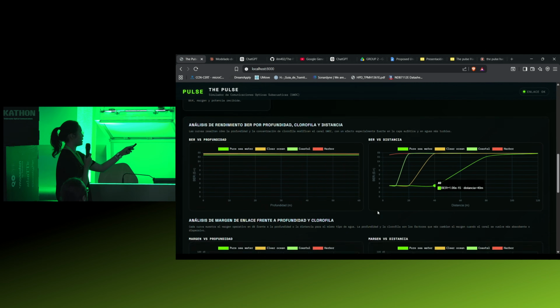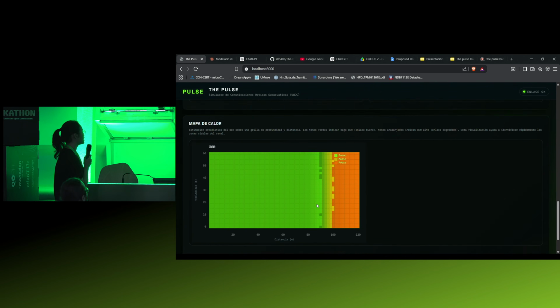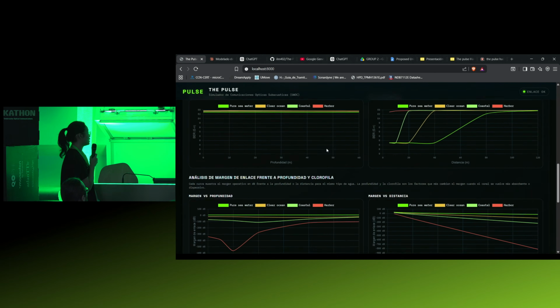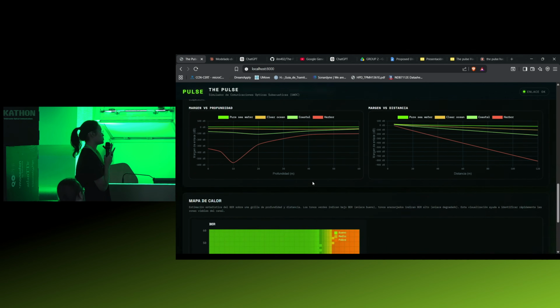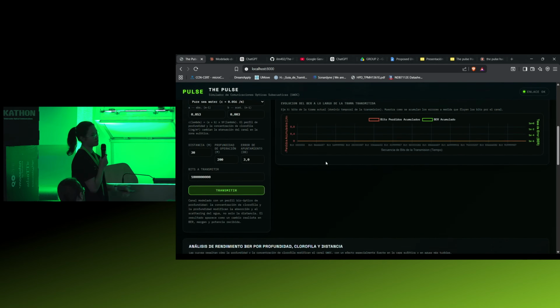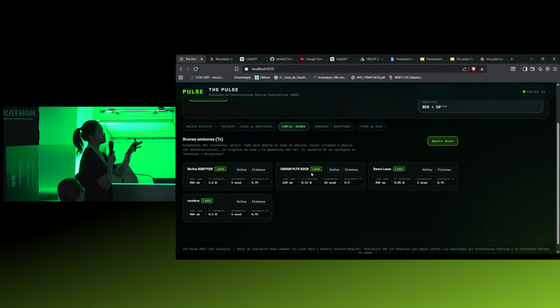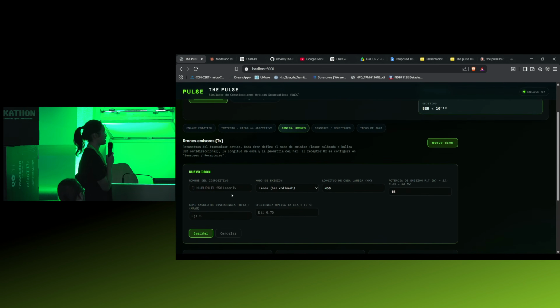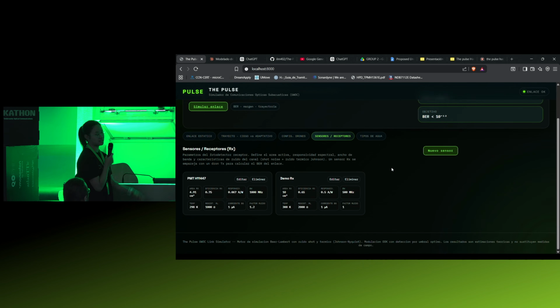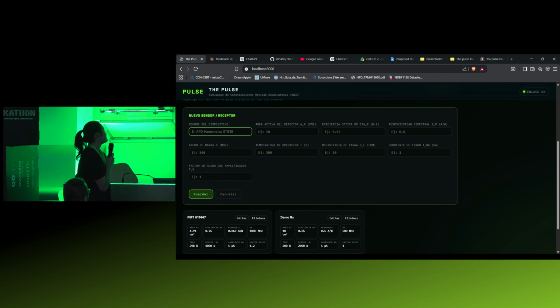And also we have some analysis for the different data in graphics, and a map. It's not well done. It should be improved, but since we didn't have enough time, we haven't finished it yet. Here we can add different kinds of lasers, and we can also change the data from the data sheet, and that will be easier to use. That's the sensor, the receptor. We can also add new sensors to make more proofs.